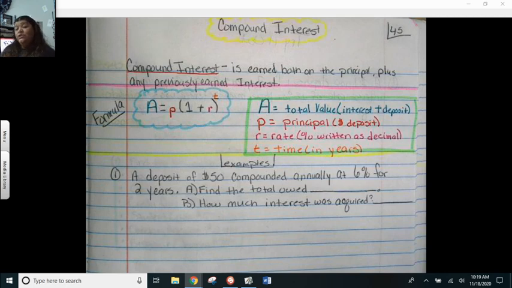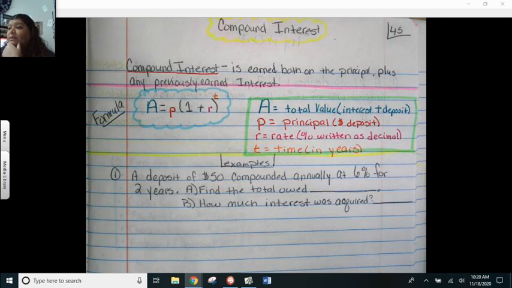Now, this formula is also given to you on your STAAR chart. It's right underneath simple interest, and I can show that to you in a little bit. So it is given to you on your STAAR charts, okay? And it's right underneath. The formula is A equals P, parenthesis, 1 plus R to the T power. And that's the one you have to be careful with, okay? That T is the T power. It's an exponent, okay?